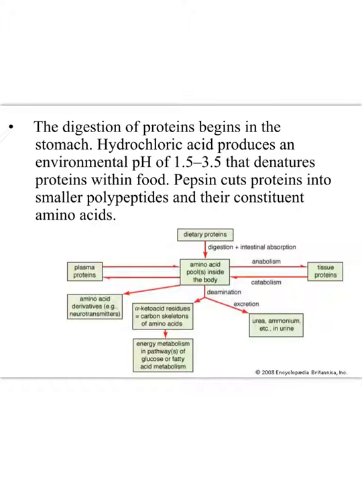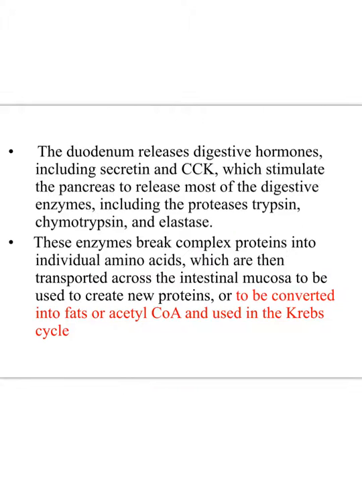As a reminder, proteins start to be digested in the stomach with the addition of pepsin and hydrochloric acid. After the initial breakdown of proteins in the stomach, they'll progress to the small intestine. The enteroendocrine cells of the duodenum are going to release secretin and cholecystokinin, which will stimulate pancreatic release of the proteases such as trypsin, chymotrypsin, and elastase. These enzymes are going to further break down the proteins into the individual amino acids for absorption.